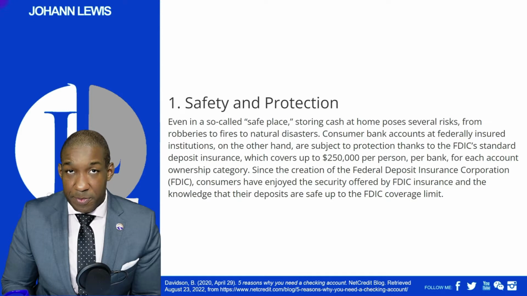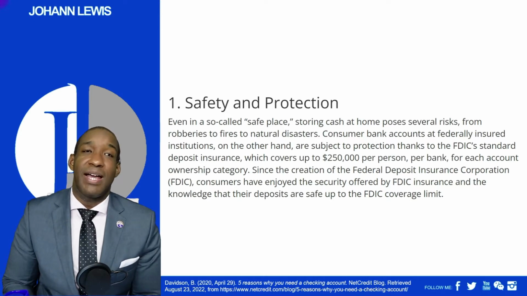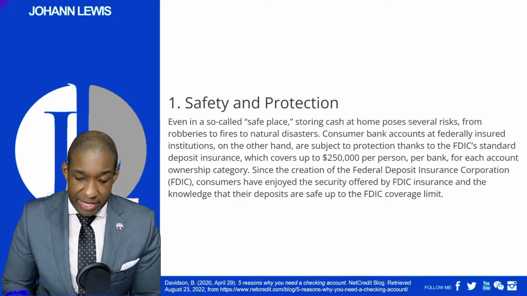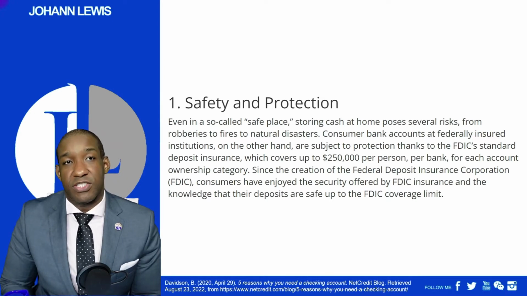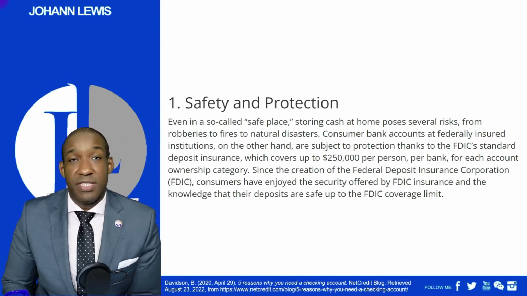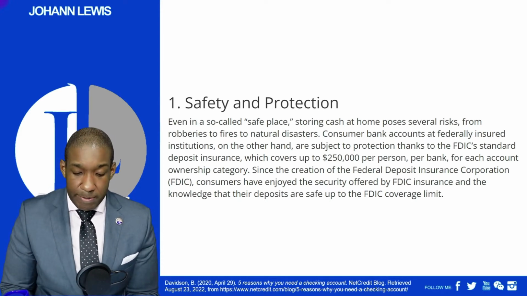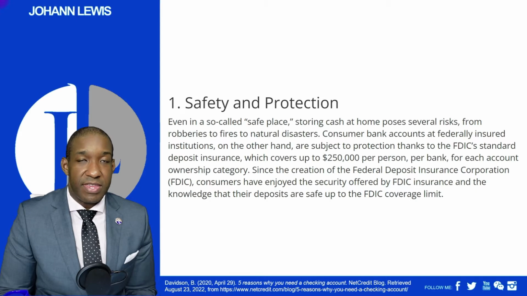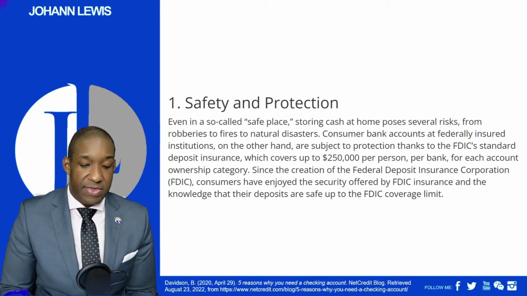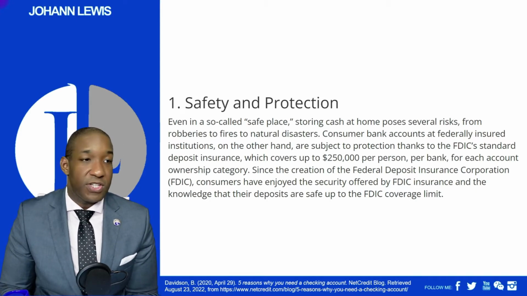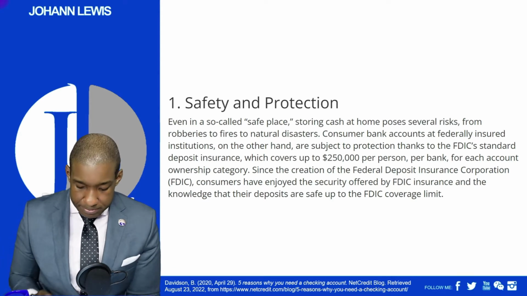For example, if you have $300,000 in one bank account, then only the $250,000 is insured. If for some reason the bank loses all of the money, the federal government will only cover the first $250,000. You will have lost that extra $50,000 unless it was at another bank.